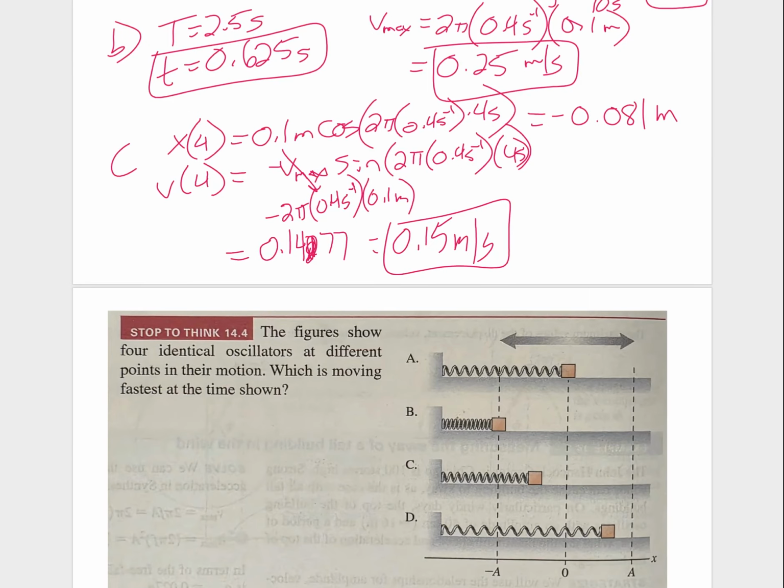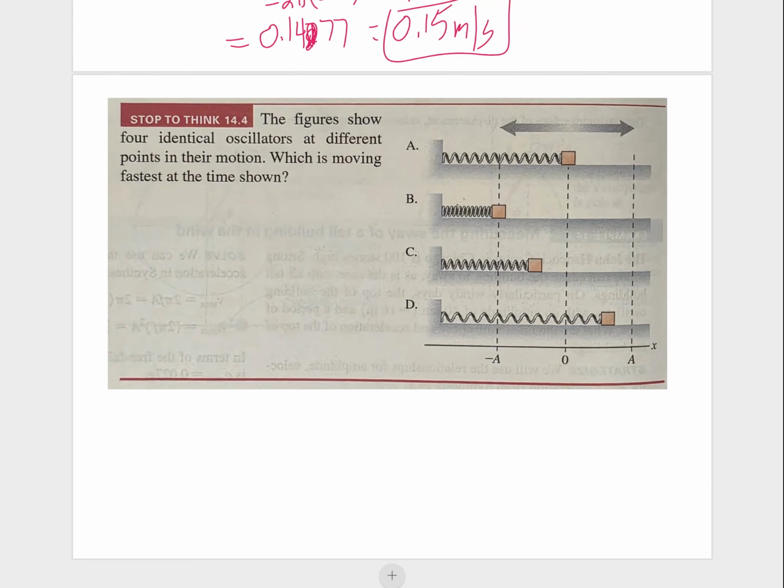Okay, one last thing to do. The figure shows 4 identical oscillators at different points in their motion. Which is moving the fastest at the time shown? They all have the same equilibrium point. So I would say A, because it's at the equilibrium. That's correct. They're all moving, but this one is moving its fastest because it's going through the equilibrium point. Good job. That's the whole section.